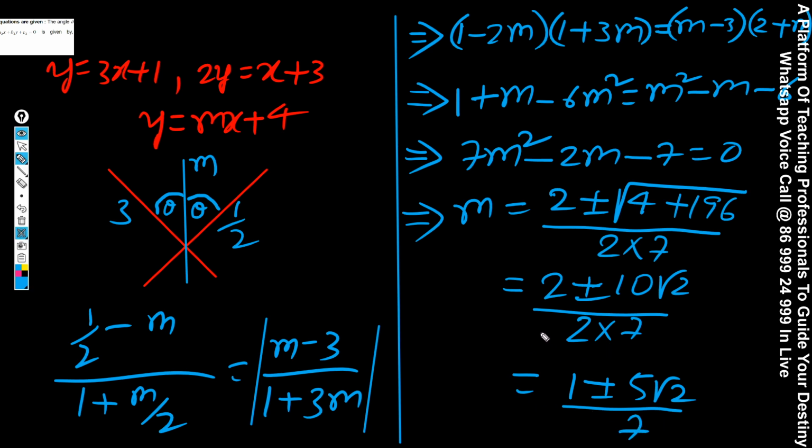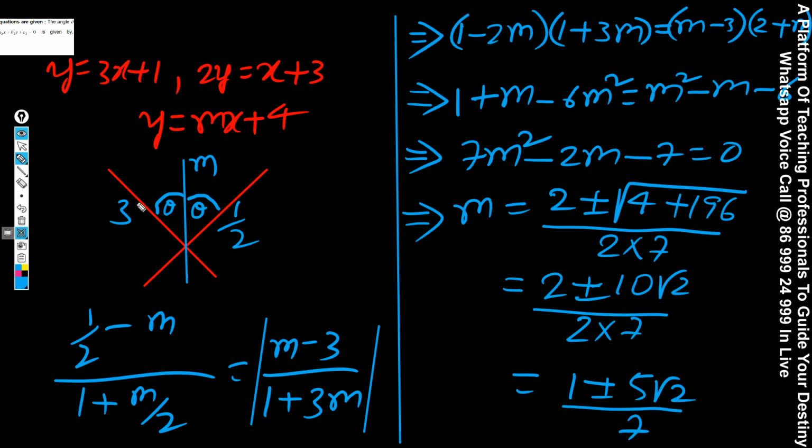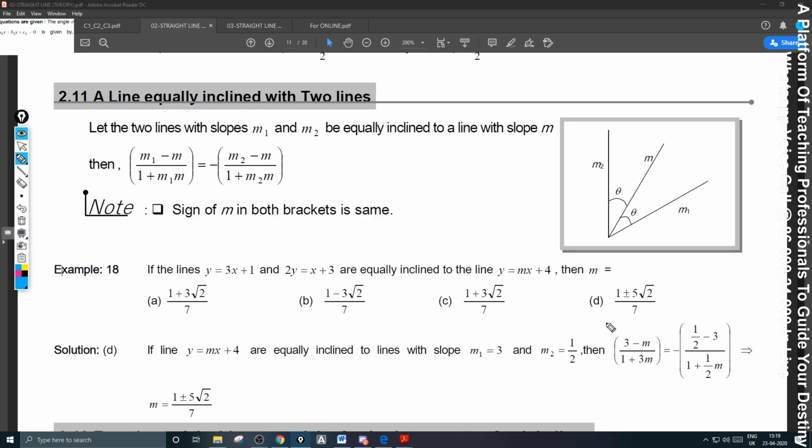Let us check the answer. What is the answer? 1 plus or minus 5 root 2 by 7. This one. D answer, please. Let me show you that again. This is 1 plus or minus 5 root 2 by 7. Your answer is D. Okay. So, this is a method. Even if you don't remember, also apply the formula. I have taken modulus and you will get one more slope.